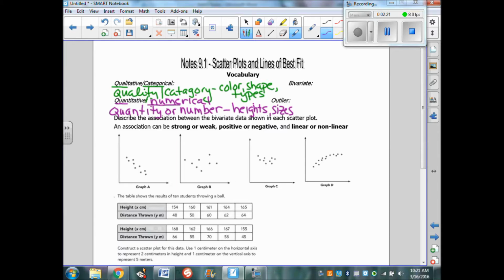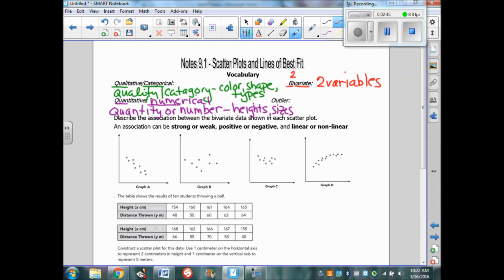So now what do these other 2 words mean? Bivariate, and that prefix bi, B-I, means 2, and variate means variables. So 2 variables. And you're used to 2 variables, the x and the y. When we graph things, we use 2 variables, x and y.